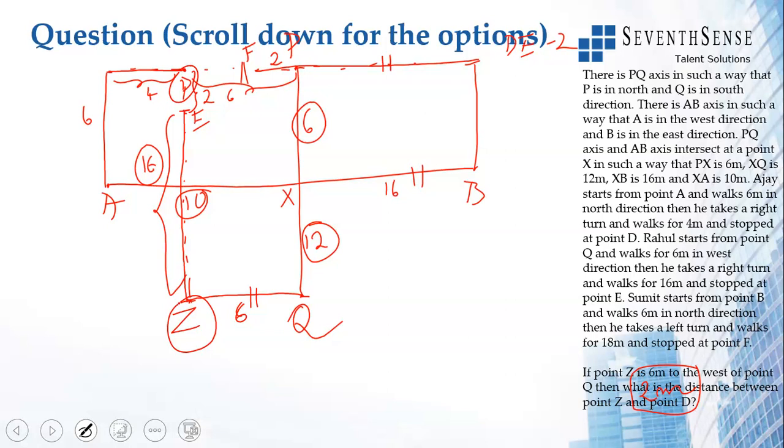Between Q and P. See, QP is like this. This is exactly to the left of Q. D is exactly to the left of P. So this distance will be the same. So PQ will be 12 plus 6, 18 meters. Hence ZD will also be 18 meters.